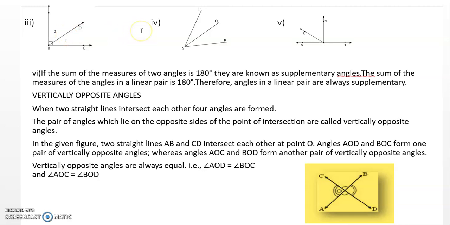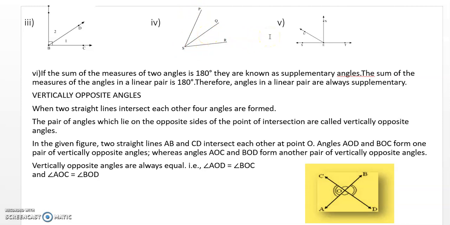Now the fourth one, adjacent angles which are not in a linear pair. These two are the adjacent angles PSQ and QSR, but they are not in a linear pair. A linear pair is 180 degrees. I have drawn an acute angle, so it is less than 180 degrees.